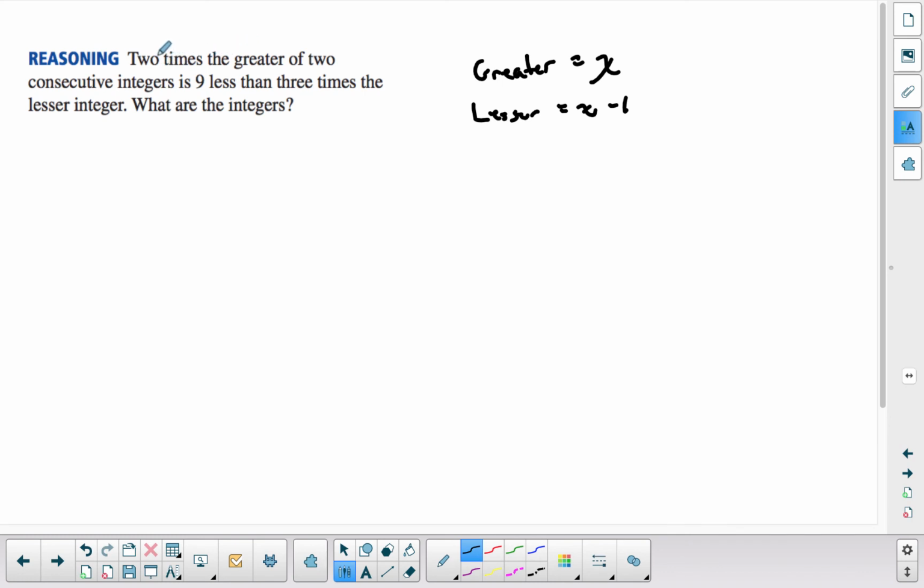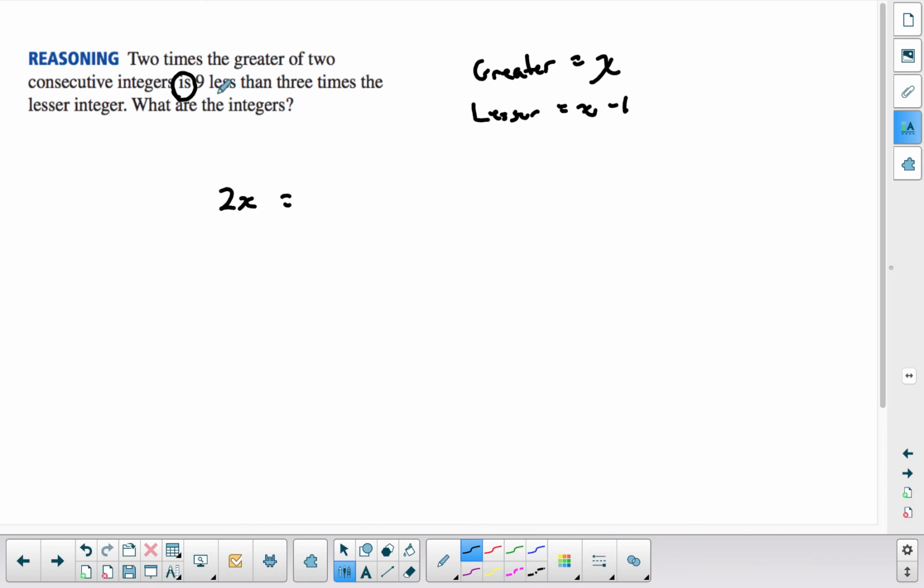And if I just read it the way it's written, 2 times the greater. Now, the greater is x, so 2 times the greater would mean 2 times x. This word is very often interpreted as an equal sign or the same as. So 2 times the greater of 2 consecutive integers is the same as, I think that makes sense to put the equal sign there, 9 less than.